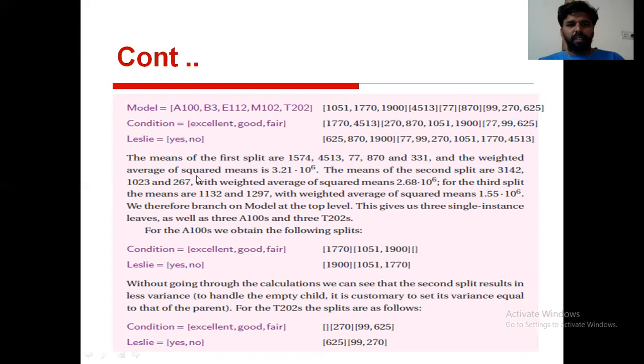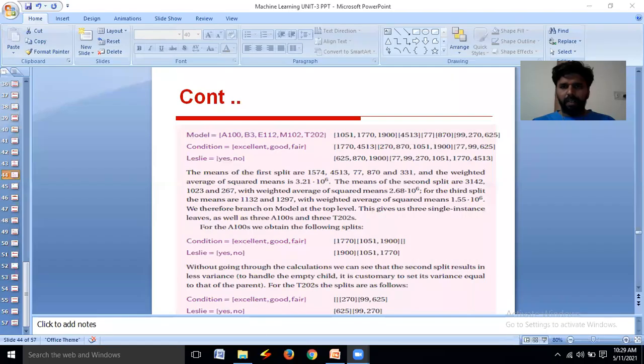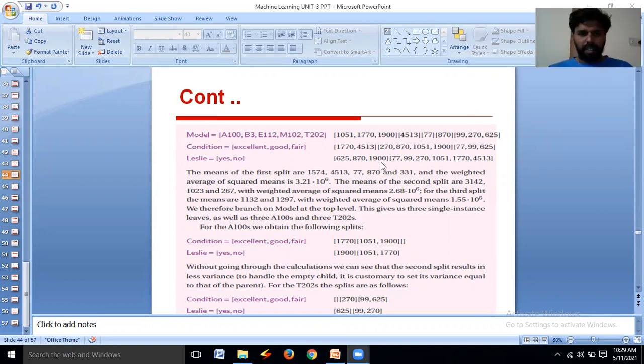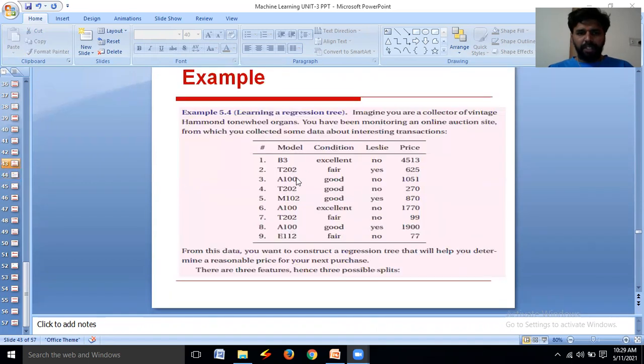See here, what we calculated. Observe this example here. We calculated the mean value and a weighted average of squared means. For the model, here we used only 3 attributes: model, condition, and Leslie. Out of 5 features, we are using only 3 features. We discarded serial number and we discarded price also.